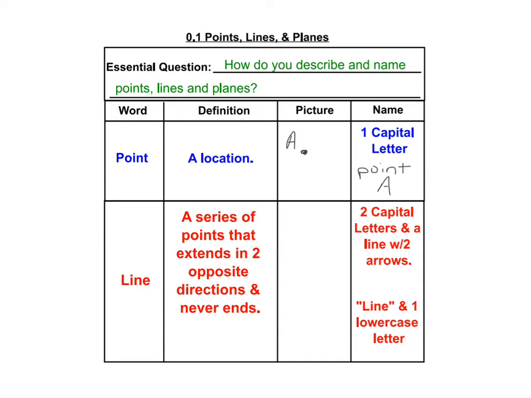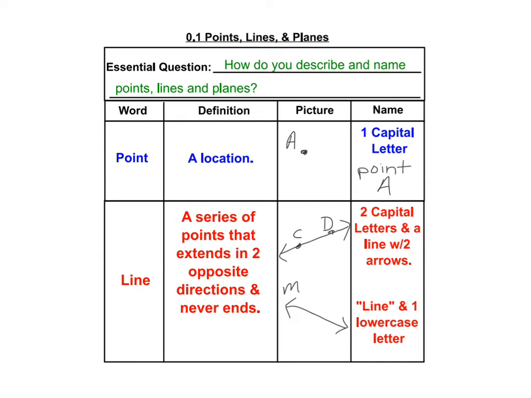A line is a series of points that extends in two opposite directions and never ends. So it might look something like this. And I'm going to go ahead and put 2 points on my line. So let's call this point C and point D. And another way to illustrate a line is just by a single lowercase letter. So I'm going to put a lowercase m here.